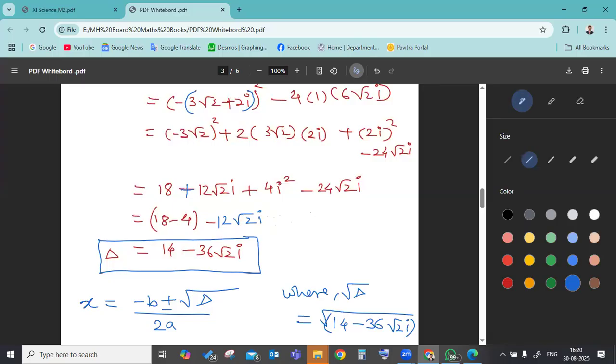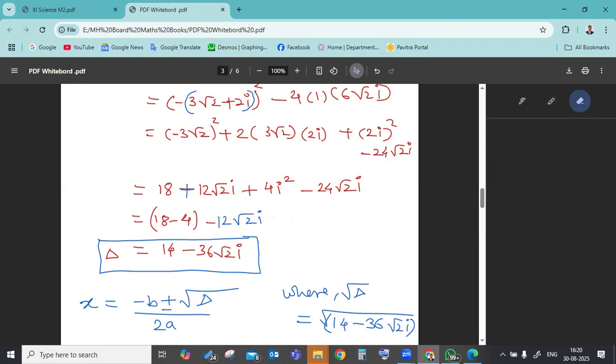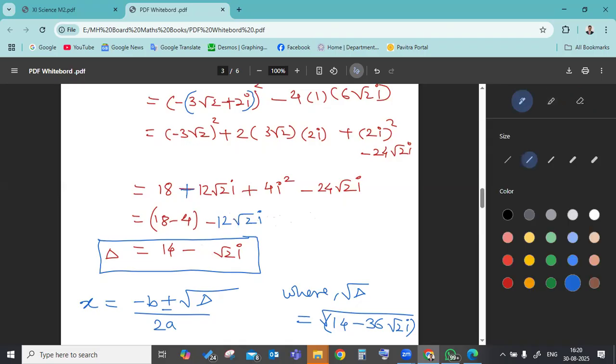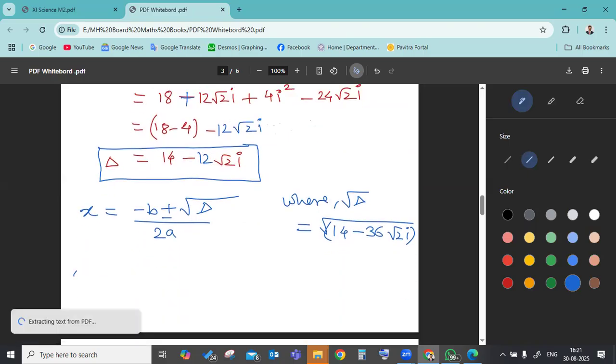Okay. This was one of the misunderstandings. Okay. So here the correction is minus 12. Minus 12 root 2i. Now, here we forgot this root 2 part.